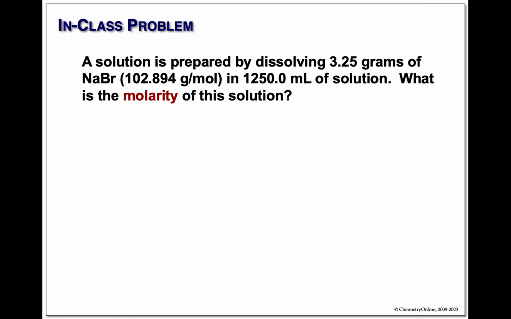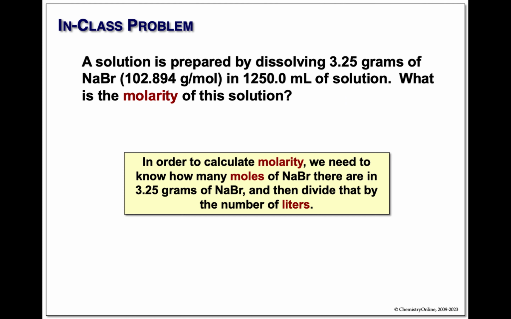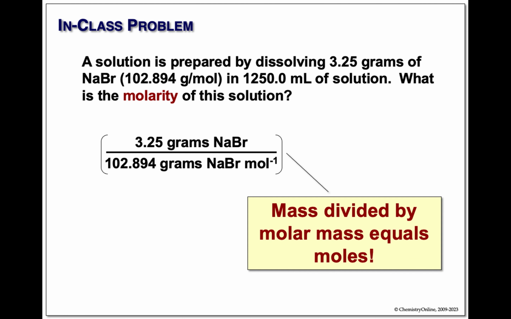What is our molarity? Well, we remember, molarity is simply going to be the number of moles divided by the number of liters. To get the number of moles, we are given a mass, and by George, we know a molar mass, don't we? What is mass over molar mass? It's moles. So we take our mass, divide by our molar mass. This will give us the number of moles of sodium bromide.